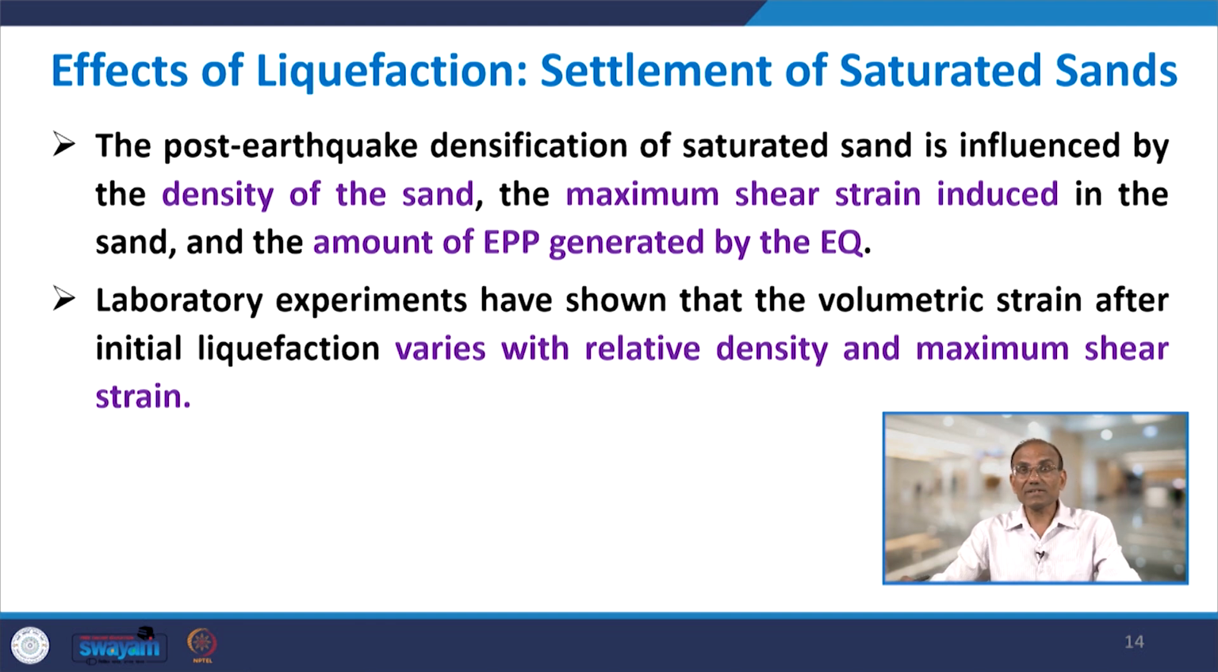So, the post earthquake densification of saturated sand is influenced by the density of the sand, the maximum shear stress induced in the sand, and the amount of excess pore pressure which is generated by the earthquake.